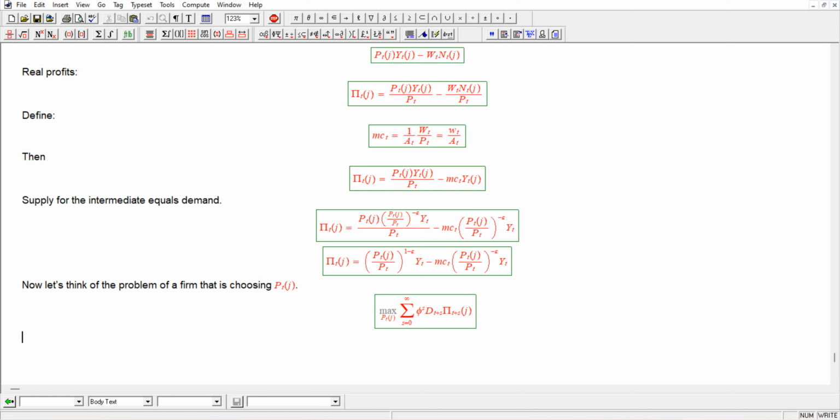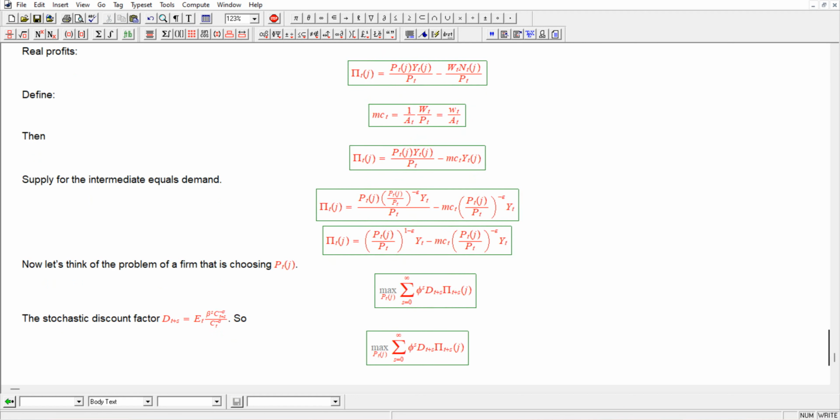Now, what do we know? First of all, as discussed in a previous video, we know that the stochastic discount factor, D of T plus S, is equal to the expected value given the information set at date T of beta to the S times marginal utility of consumption at date S divided by the marginal utility of consumption today.